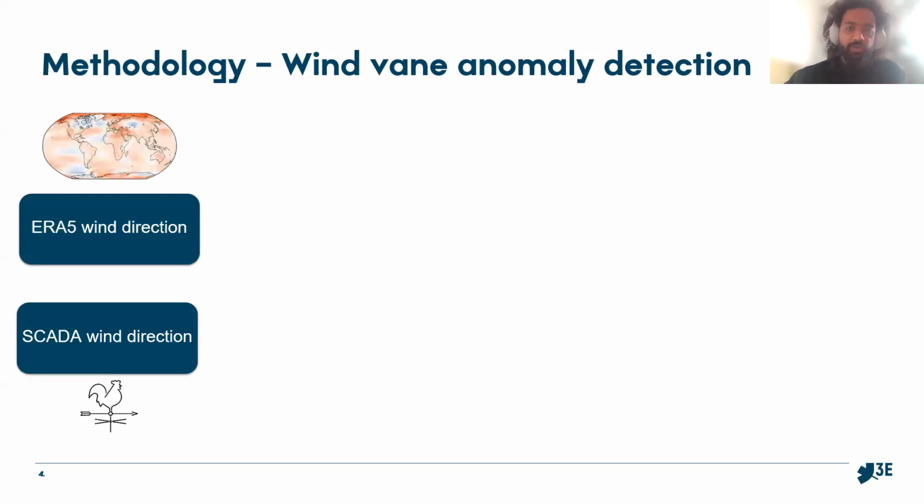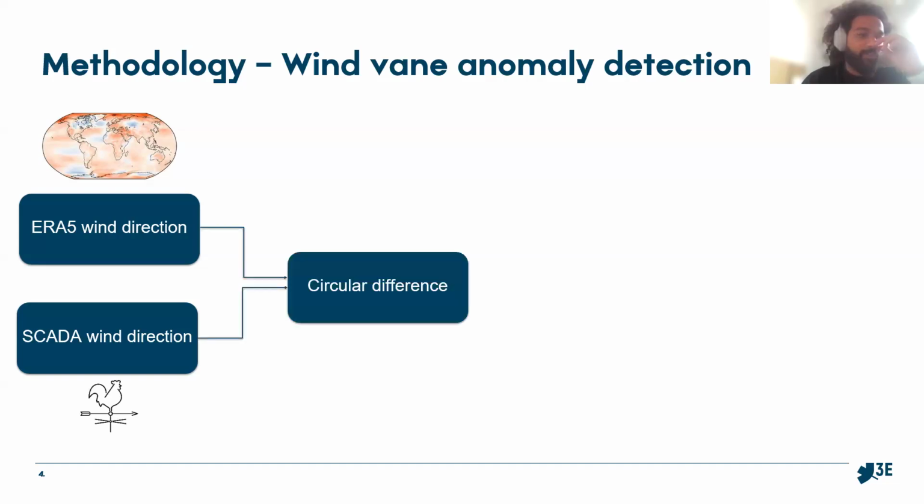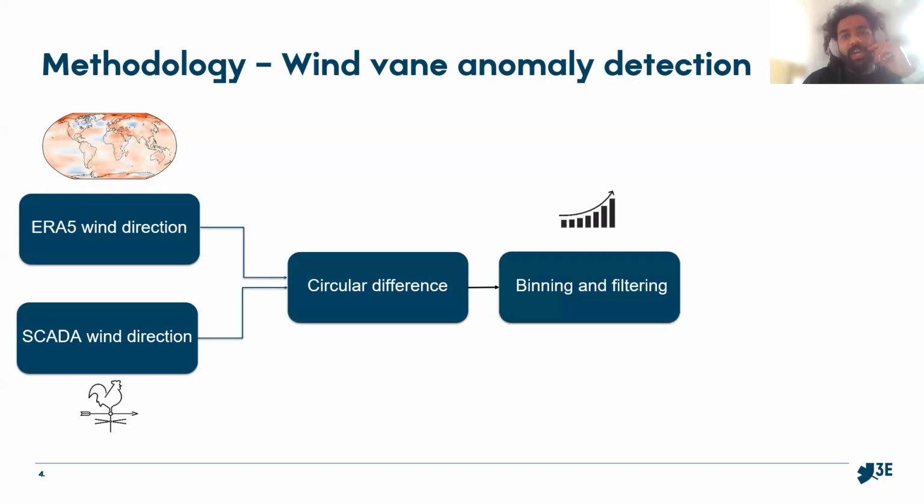So for wind vane anomaly detection, this is quite a simple method compared to the anemometer one, which I'll explain next. We made a small comparison between ERA5 wind direction and SCADA wind direction for certain plants, and the correlation is quite good. So we use this principle to find the difference between these two in a fleet-wide method. We also do some binning and filtering, which is explained more in the paper. Basically, we bin according to wind direction and wind speed, and remove some bins where there are fewer points.